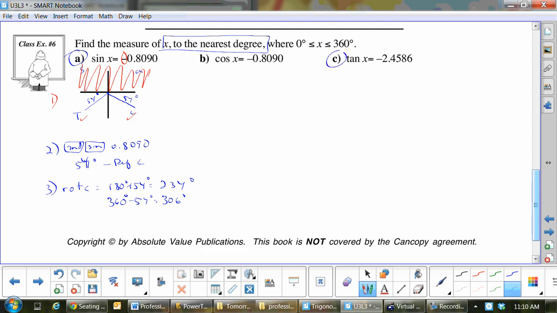Okay, let's do C. Okay, again, get a routine going. First thing, draw. Right CAST. Okay, and all I'm looking at right now is this. When is tan negative? 2 and 4. Okay?